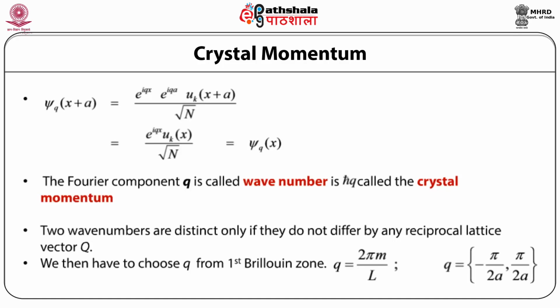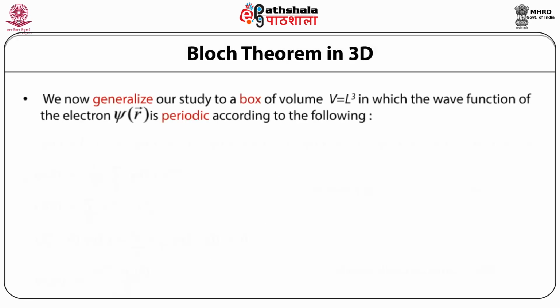This means that the two wave numbers are distinct only if they do not differ by any reciprocal lattice vector. We then have to choose small q from q equal to 2 pi m by capital L, where q lies between minus pi by 2a to pi by 2a, that is, it lies within the first Brillouin zone. Now we generalize our results to Bloch theorem in 3 dimension. We now extend the Bloch's theorem studied in the previous sections to 3 dimension.